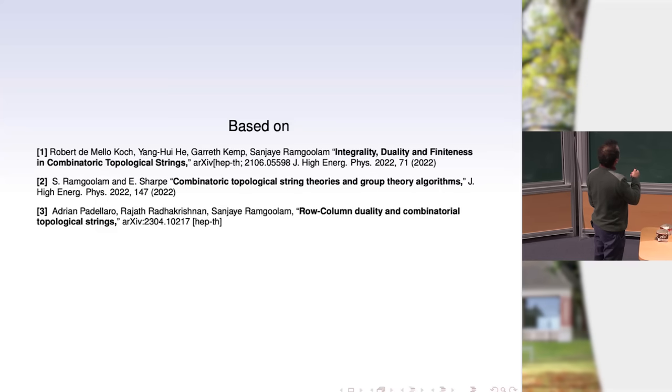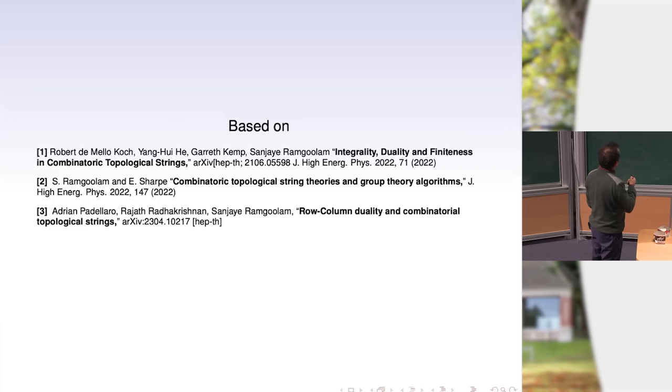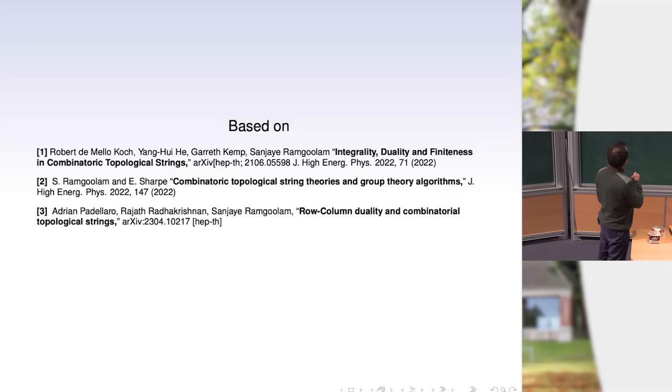It started with this paper on integrality, duality, and finiteness in combinatorial topological strings with these collaborators. And then another one; these are all string theorists like myself, and so is Eric, and we had a development on this. Going from here to here has to do with going from Dijkgraaf-Witten to twisted Dijkgraaf-Witten, the kind of thing that Thomas was talking about before. And there's an idea of duality, which is very prevalent in string theory, and we were exploring ideas of duality in this combinatorial context.